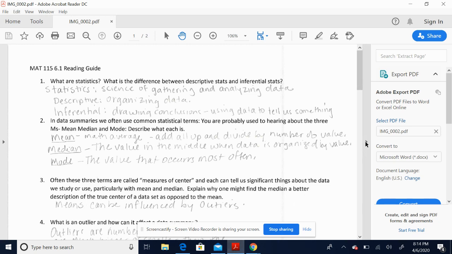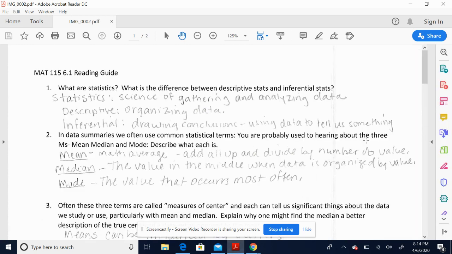Okay, we're going to look at Chapter 6, Section 1, which focuses on data and statistics. If you have not taken 111 yet, this is a good intro to 111. If you have taken it, it's probably going to sound pretty familiar. So what are statistics? Statistics really is the science of gathering and analyzing data. Gathering data and organizing it kind of lets us know what is going on, what has been happening.